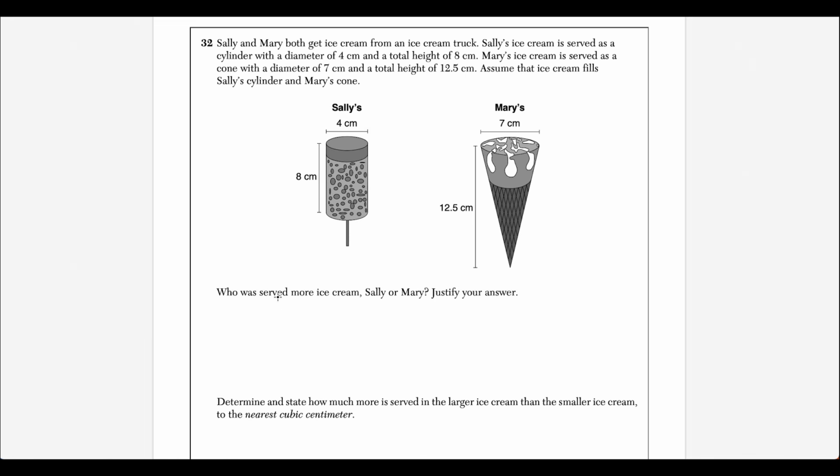And the first thing we want to answer is who was served more ice cream, Sally or Mary? And we have to justify our answer, which just means that we have to show math and choose something based on the math that we show. So the first thing that jumps out at me is that Sally's ice cream is in the shape of a cylinder. So the volume of a cylinder is pi r squared times h.